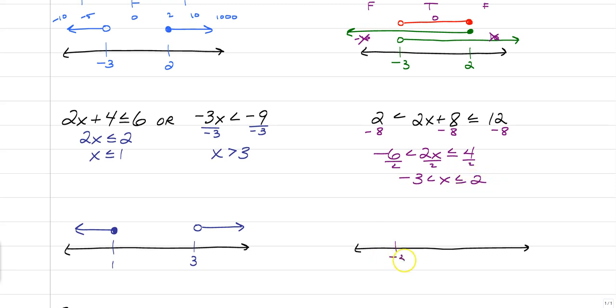So we have our negative 3, and we have our 2. X has got to be greater than negative 3, and x is going to be less than or equal to 2. Now, our final answer for this compound inequality is only what's in between negative 3 and 2, but not including the negative 3. So this would be considered our final answer or our third tier.